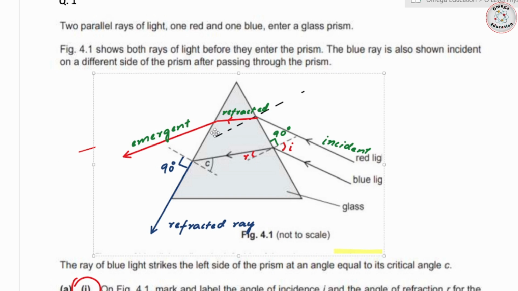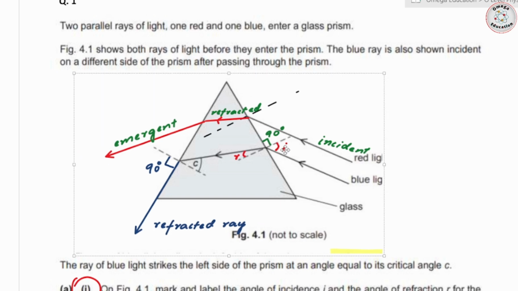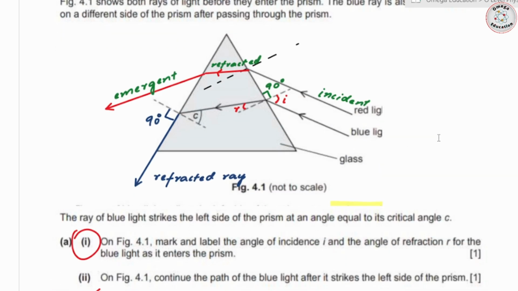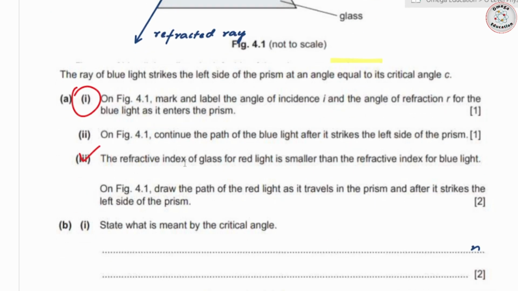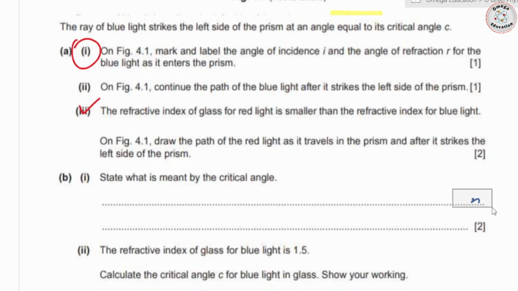Alright, so this is a neat diagram for all of these parts, where you can see the refracted ray for the red one, the emergent ray, and the normal and stuff like that. The next thing is state what is meant by the critical angle. Alright, the definition is very important. You have to memorize the definition as it is.